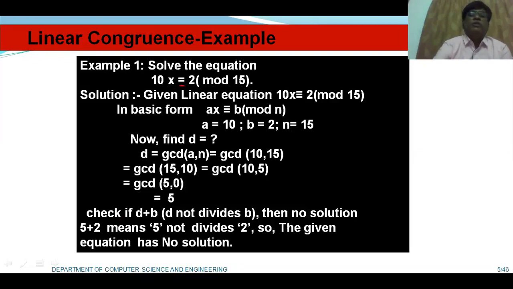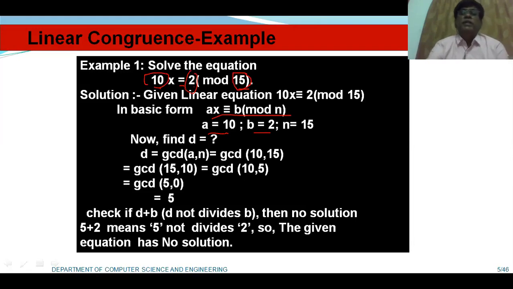10x is congruent to 2 mod 15. So here a is 10, this is the given equation. a is 10, b is 2, and this 15 is assumed as n. So this can be assumed as a, this is b, this is the n.